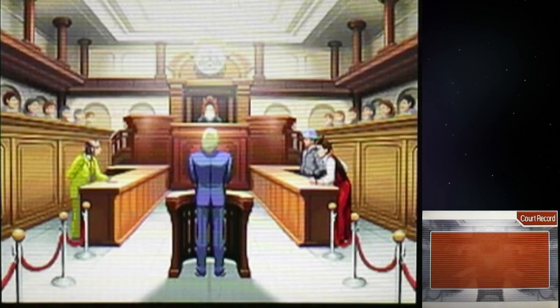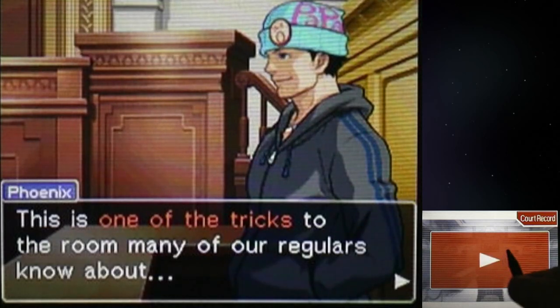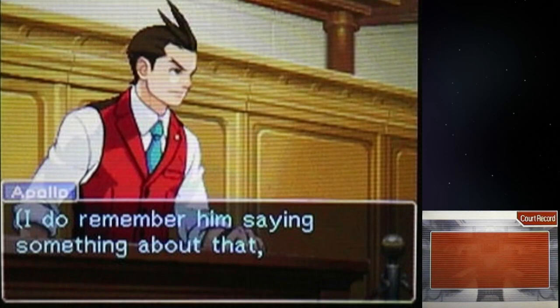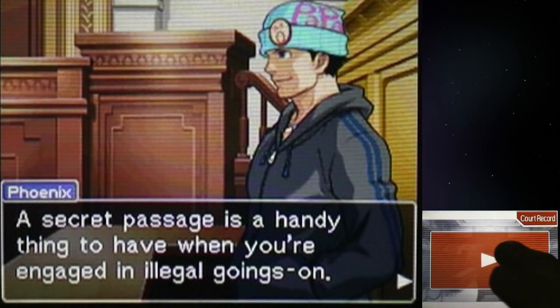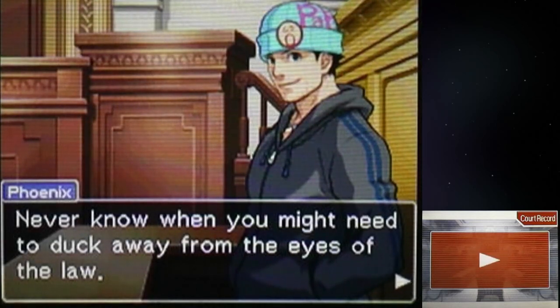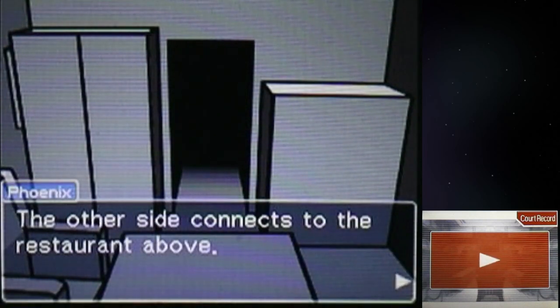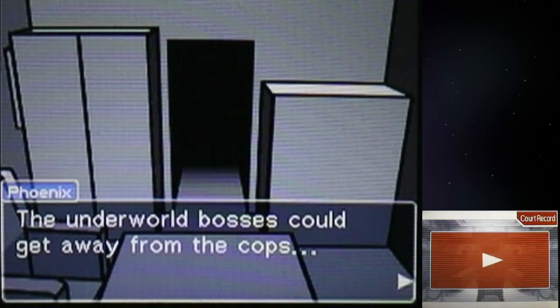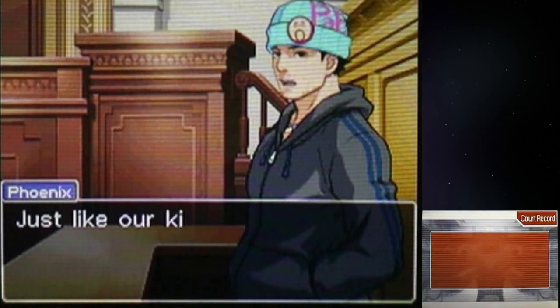What? Ah, yes, I believe I mentioned something of the sort before. You did, didn't you? Yeah. This is one of the tricks to the room many of our regulars know about. I do remember him saying something about that now that he mentions it. A secret passage, it's handy. It's a handy thing to have when you're engaged in legal going-ons. Never know when you might need to duck away from the eyes of the law. So the room has a secret passage. Where does it go? The other side connects to the restaurant above. The underworld bosses could get away from the cops. And enjoy a cold bowl of borscht, no doubt. Just like our killer.